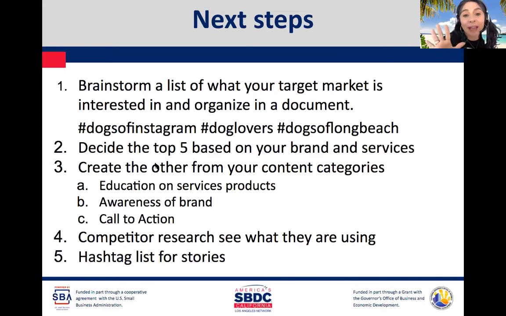Decide the top 5. Remember we did a slide about the top 5? Your business name, your brand name, your community name, product. Then you can think about the 5 hashtags that relate to your geographic location. Like real estate Paramount, real estate Norwalk, real estate Cerritos, real estate La Mirada, real estate Montclair. I don't know where you guys are, so I'm making up cities.